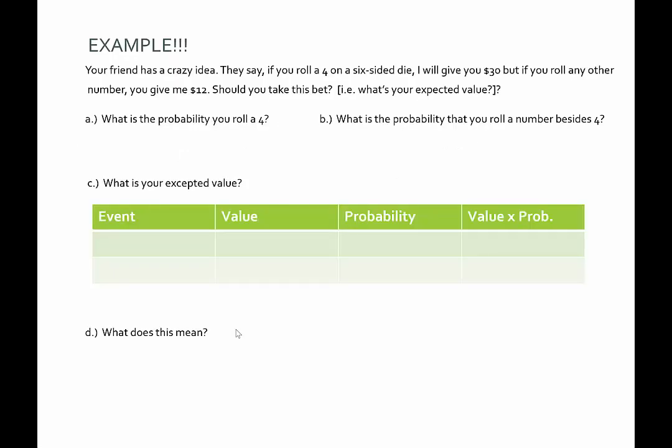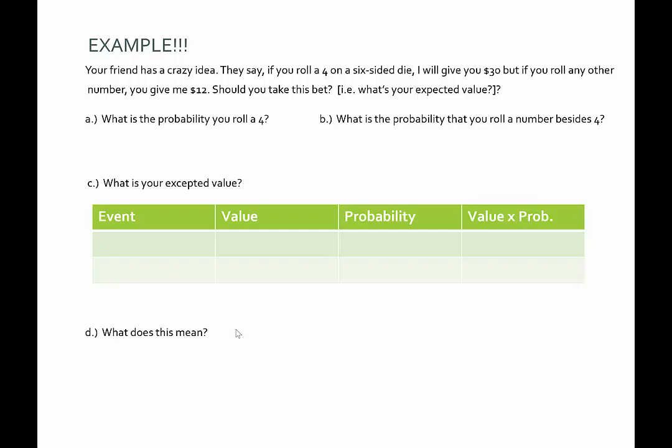All right, so let's look at a few examples. First up, we have a crazy friend who apparently is really bored because they say, here's a six-sided die. If you roll a 4, I will give you $30. But if you roll any other number, you have to give me $12. Should you take this bet? And for our sake, what's the expected value?